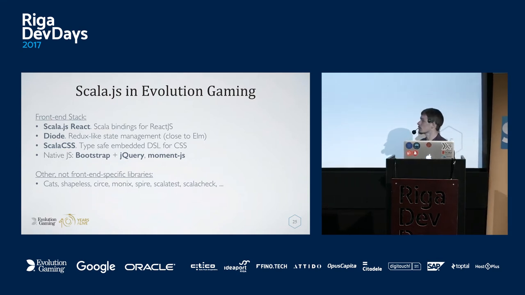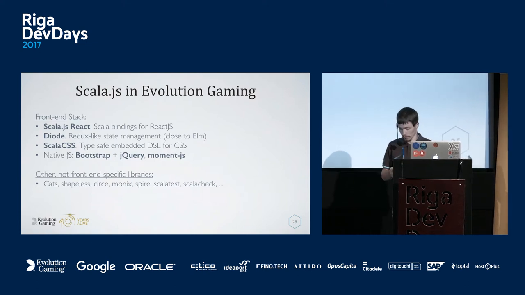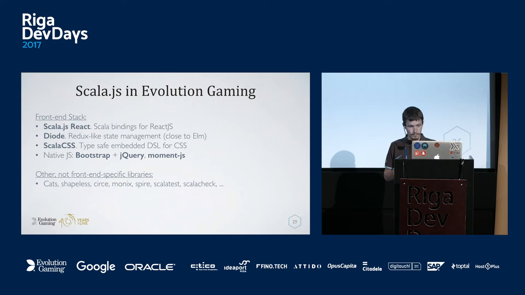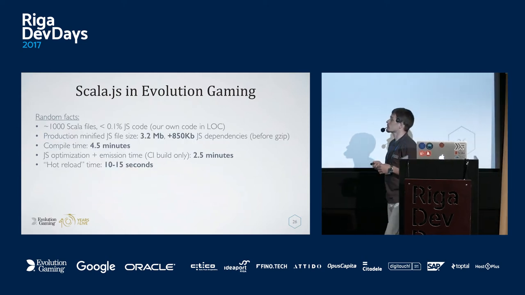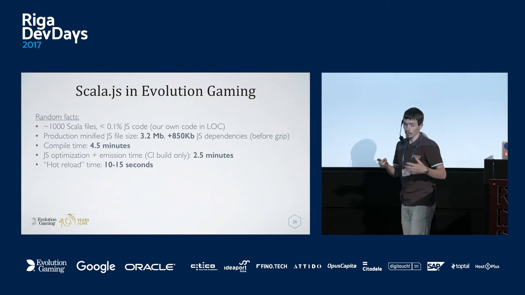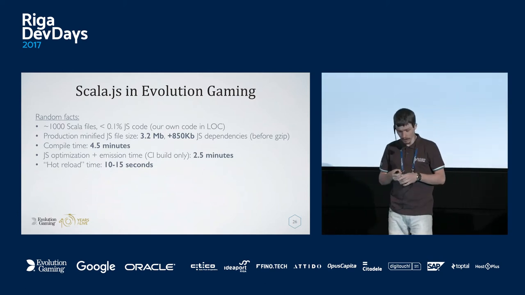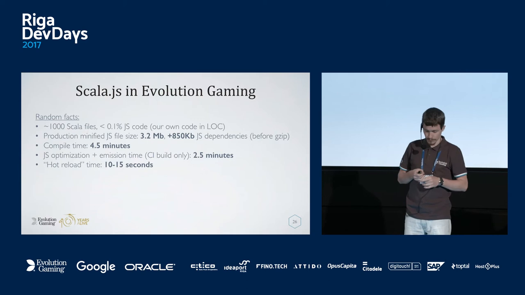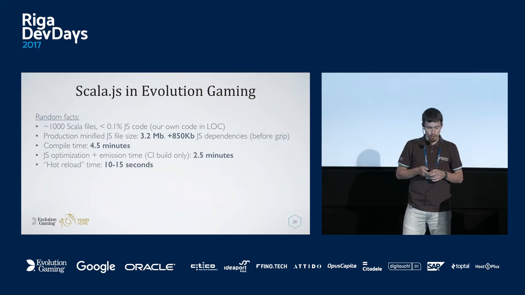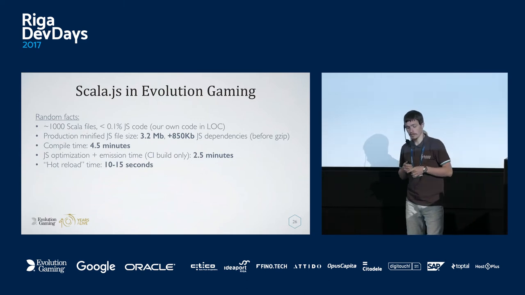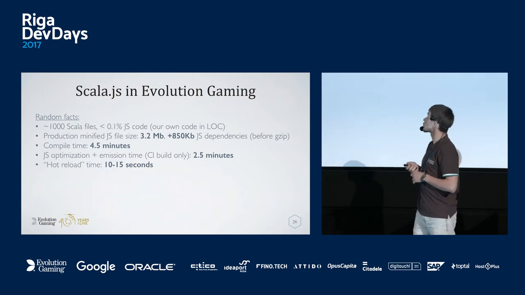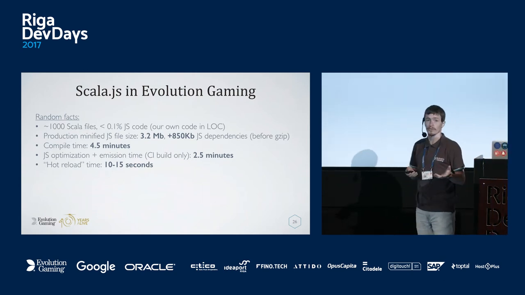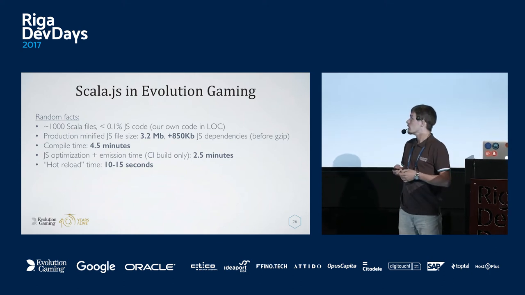As I said, most popular libraries support ScalaJS. And some random facts: we have more than 1,000 Scala files. This is both front end and back end. And we have almost zero JavaScript code. Production file size is around 3 megabytes plus 1 megabyte of raw JavaScript dependencies, for example, React.js and other libraries.